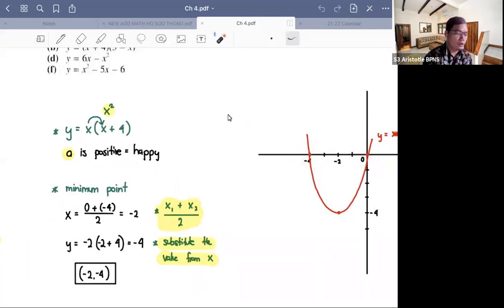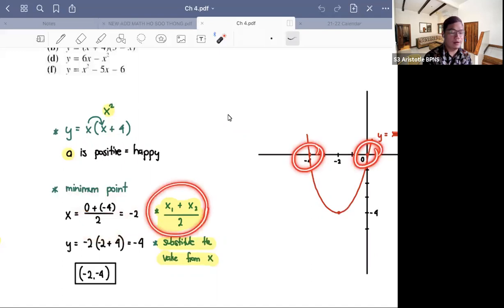So meaning, to get the x coordinate of your minimum point, you just need to add your x-intercepts and then divide them by 2. And then there you go. So the x coordinate of your minimum point is at negative 2. Again, just add the two x-intercepts, divide them by 2, and then that's it, negative 2.